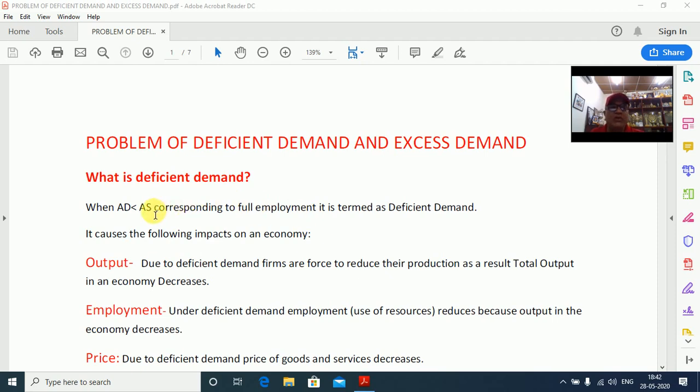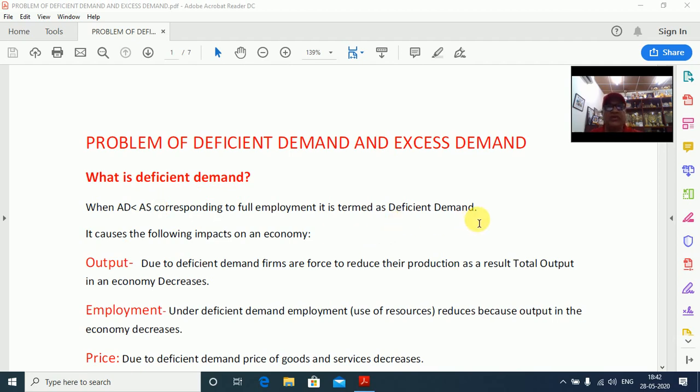Now, why am I using the words corresponding to full employment? Because if you look into the condition of deficient demand, AD and AS are intersecting each other, and from that point of view AD is equal to AS. But if we look at the economy and its potential, if we use all the resources of the economy, what is the aggregate supply, and then we compare, we find the aggregate demand is less than aggregate supply. That's why I'm saying corresponding to full employment, means looking at full employment, the demand for goods and services is less than the supply of goods and services.